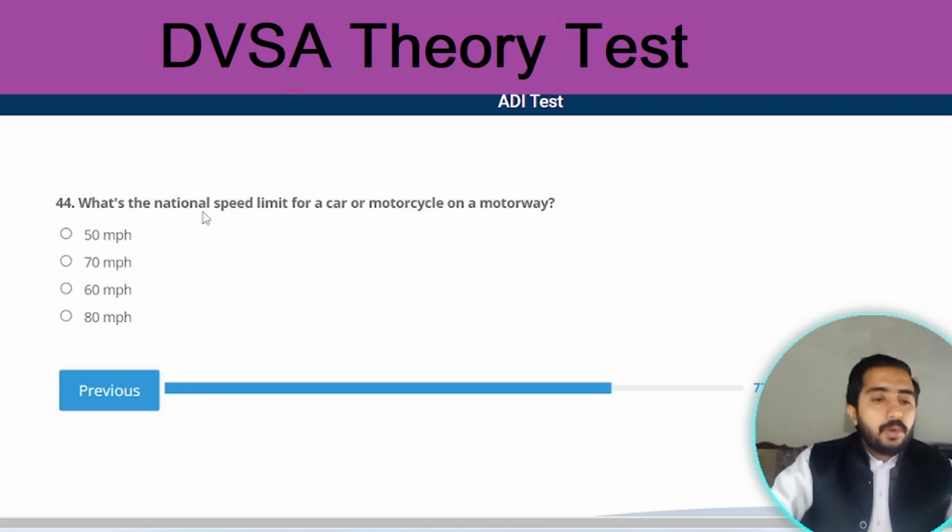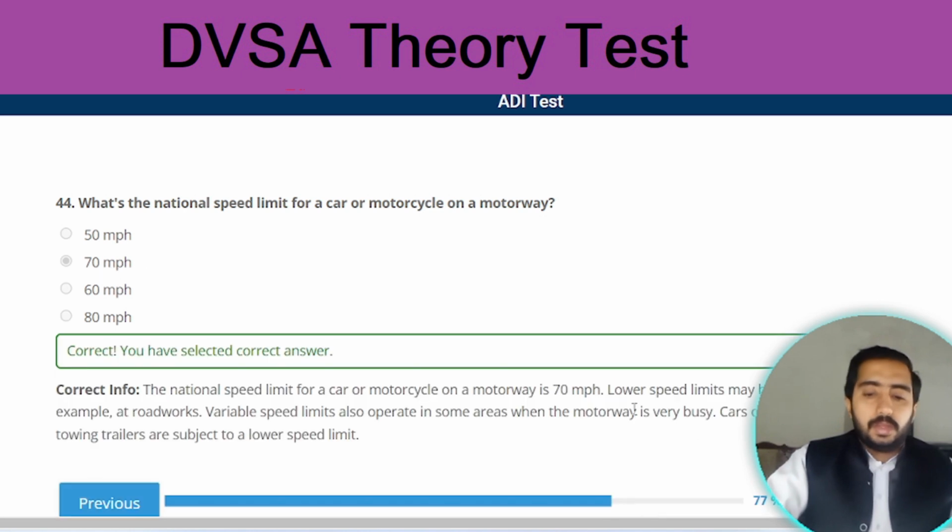Question number 44. What is the national speed limit for a car or a motorcycle on a motorway? For the motorway, the national speed limit is 70 mph. Option B. Next one.